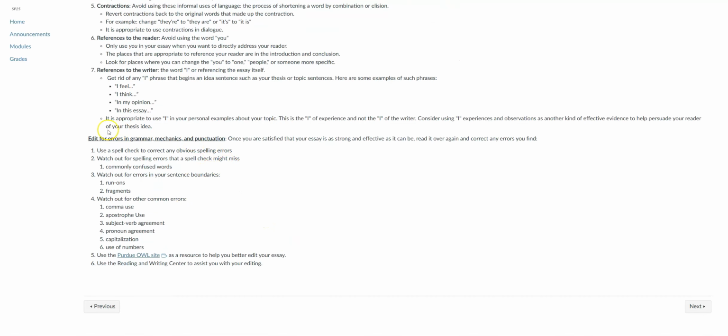Now, the rest of this section focuses on editing, and I'm not going to go into editing here too much, other than to say editing is important. You should be spending some time working on your grammar. The RWC, the Reading and Writing Center, can help you with this task. We also have the Purdue OWL site that has all the grammar rules that we use in formal academic writing. And of course, there are plenty of programs like Grammarly that can help you out with this as well.